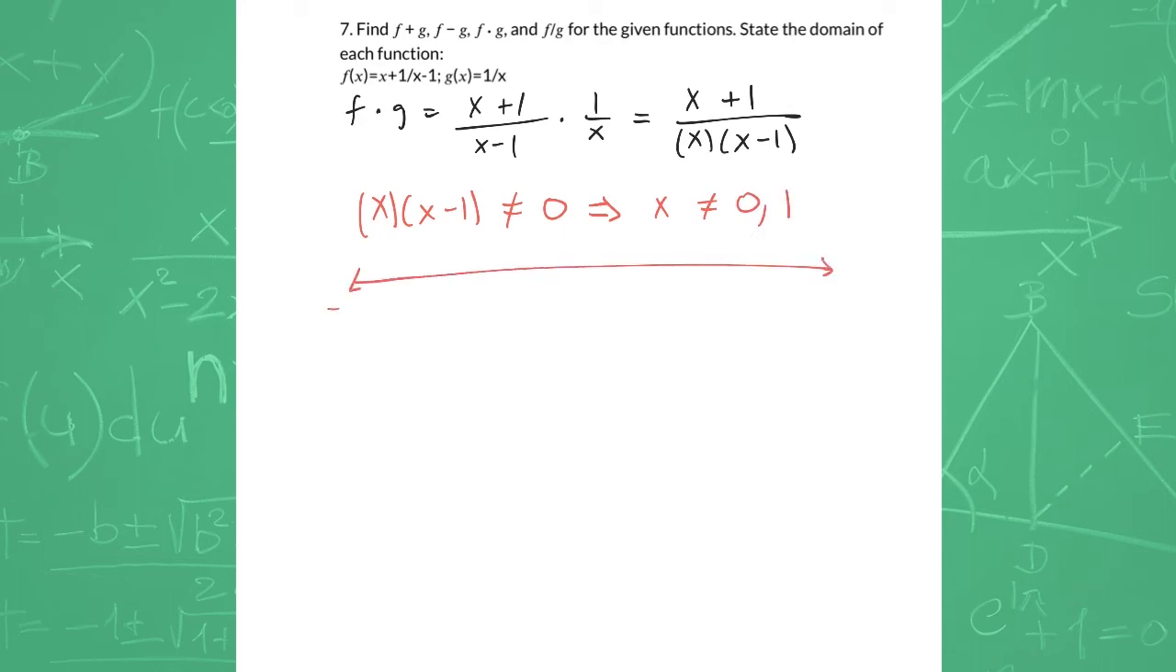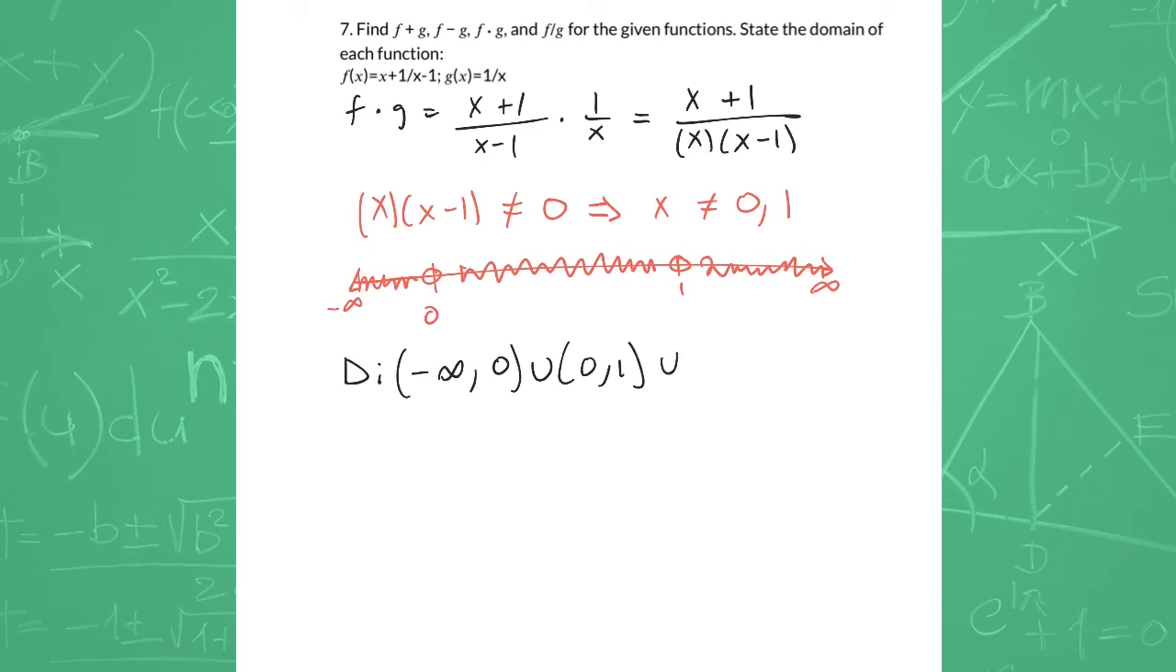So our next step is to graph that expression on a real number line from negative infinity to infinity by plotting those two values and shading everything that can be included. And from there we see that our domain lies on the open interval from negative infinity to 0, from 0 to 1, and from 1 to infinity.